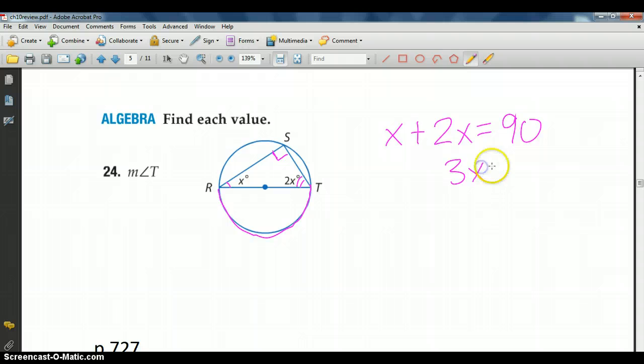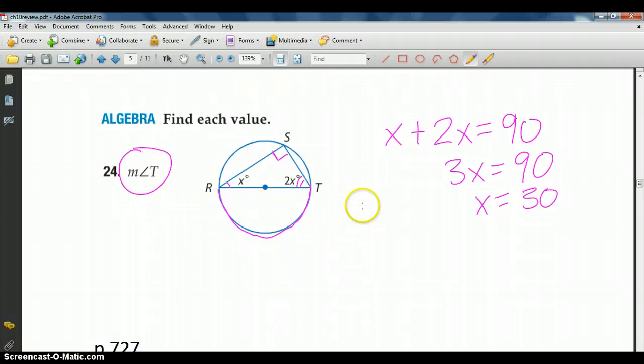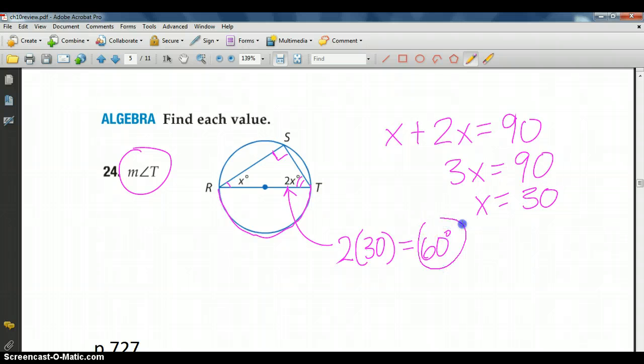So if 3x is equal to 90, simply divide both sides by 3, and x is equal to 30, but we're not done yet. We want to find the measure of angle T. The measure of angle T is 2x, so 2 times 30 is 60 degrees.